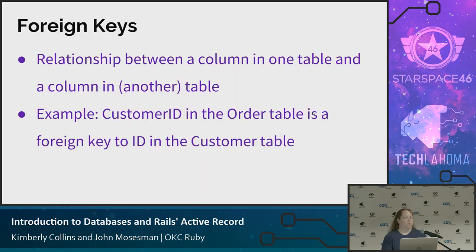And those lines are foreign keys in the database. So that's the relationship between a column in one table and almost always a column in another table. It actually could be in the same table, but usually we're relating one table to another. So the example here, the first one I showed, was customers and orders. The order table is going to have a customer ID in it, and the customer table is going to have an identity ID. And customer ID in order is a foreign key to ID in customer.